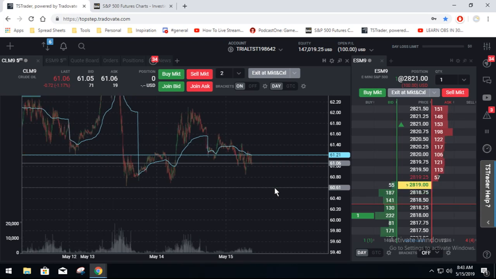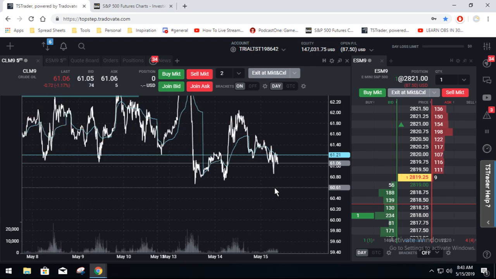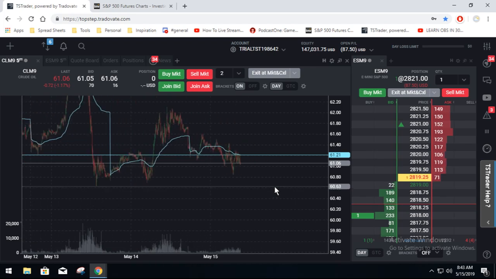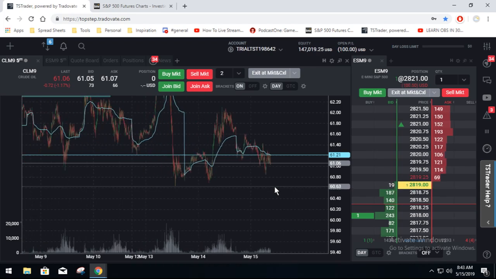On your kill zone, be careful of breaks when it runs very hard. We're coming off a decision point.